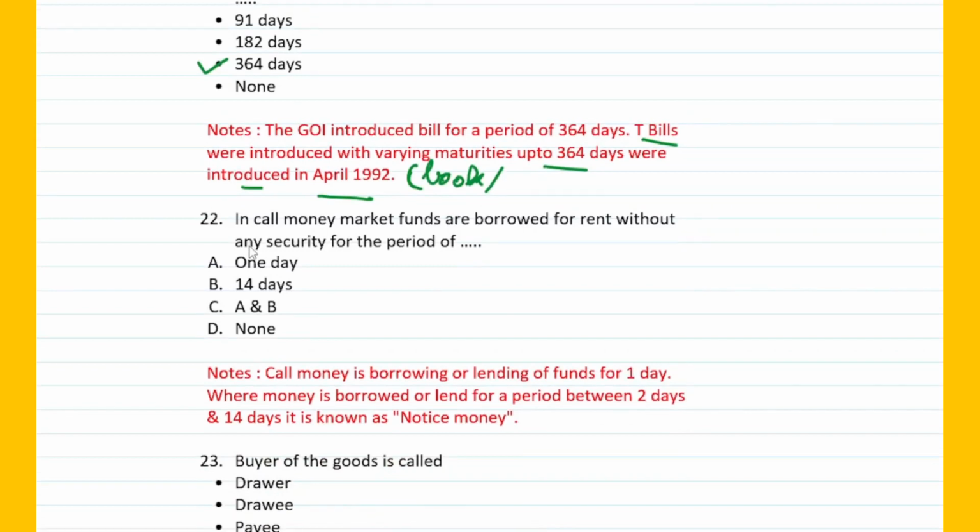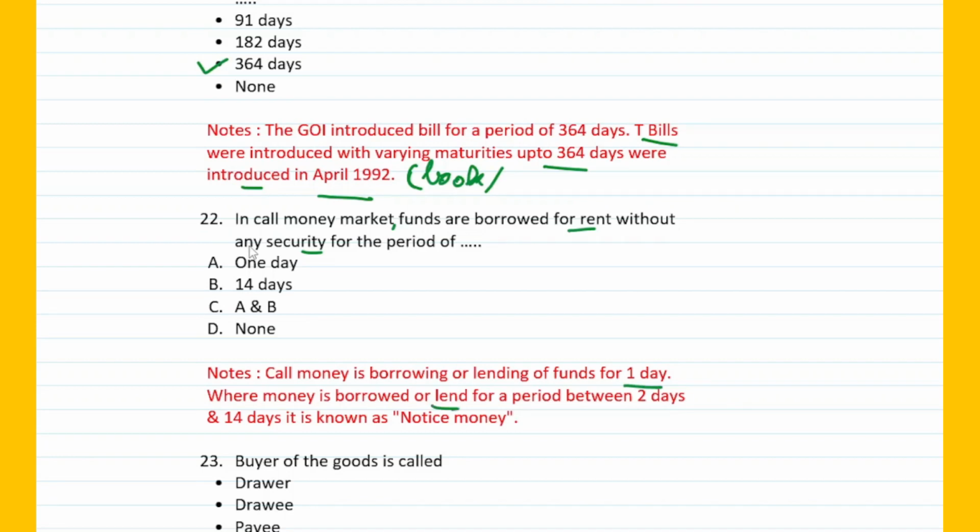Question number 22 is, in call money market, funds are borrowed, let's put a comma here, funds are borrowed for rent without any security. That means there is no collateral given, for the period of 1 day, 14 days, A and B, and none. Okay. Now you need to understand, call money is basically borrowing or lending of funds for 1 day. So if it is an overnight borrowing, that is, within 1 day the transaction is done, that is basically called a call money, right?